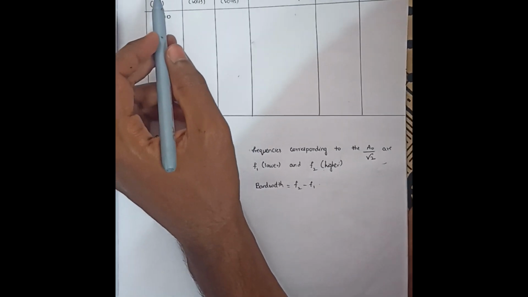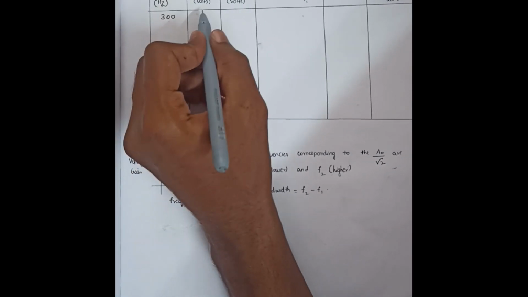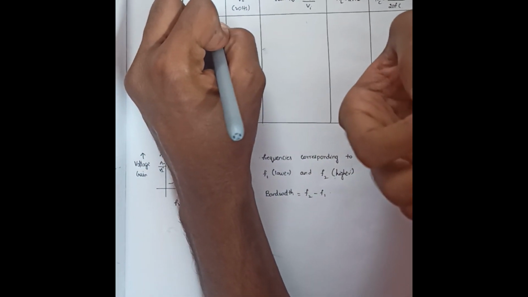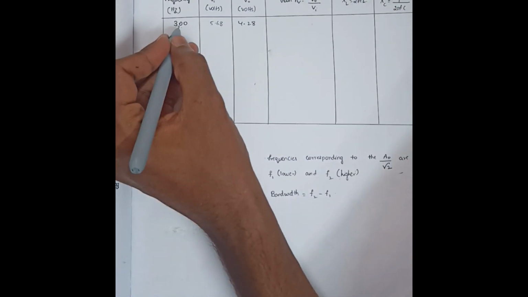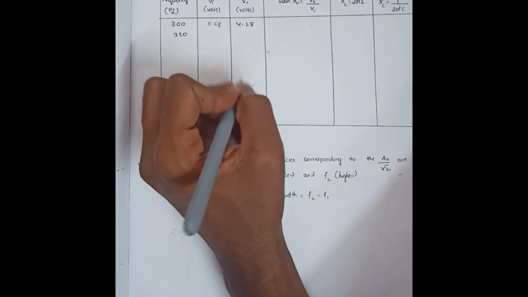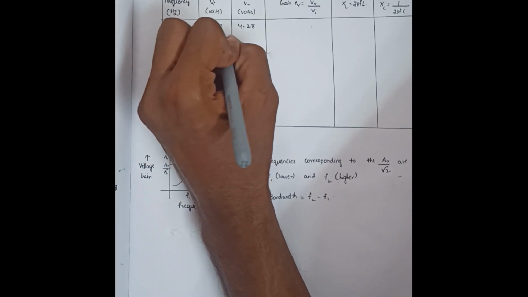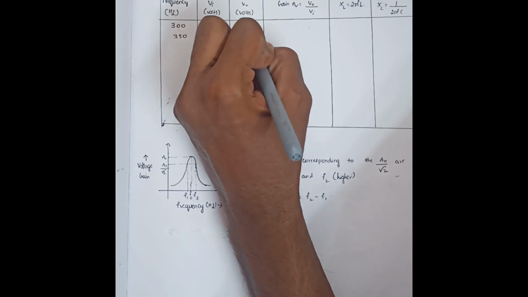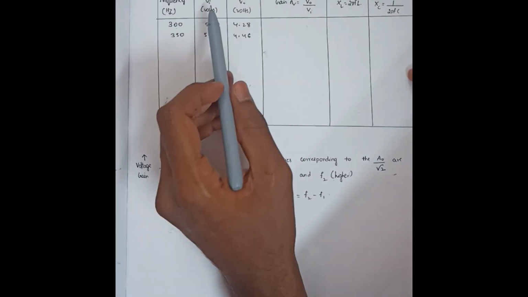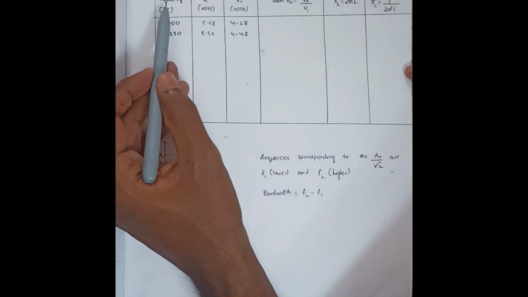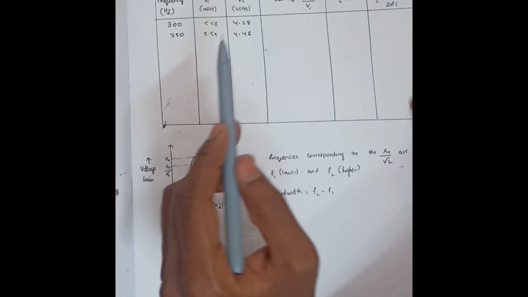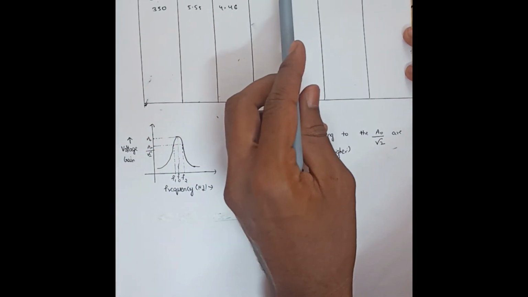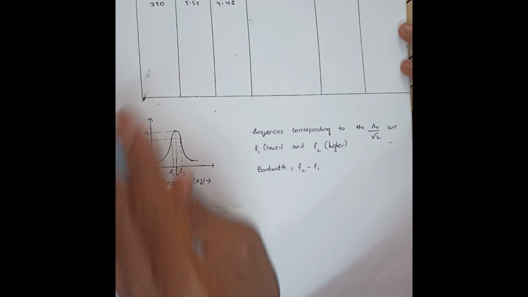While performing the experiment, we observed that at 300 Hz the input voltage was 5.68 and the output voltage was 4.28. After 50 Hz, that is at 350 Hz, we observed that the input voltage was 5.55 and the output voltage was 4.46. In this way, for every 50 Hz up to 1600 Hz, you note down the readings of input voltage and output voltage, and then you calculate the values of voltage gain, XL and XC for each corresponding frequency.